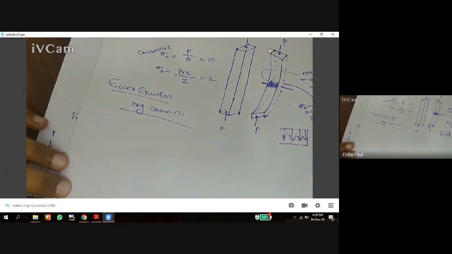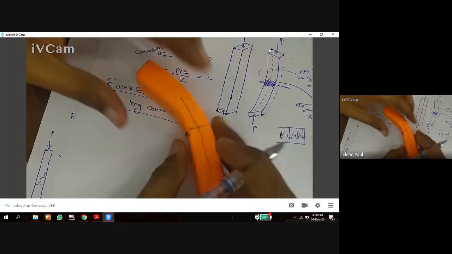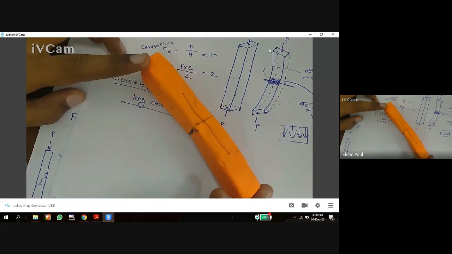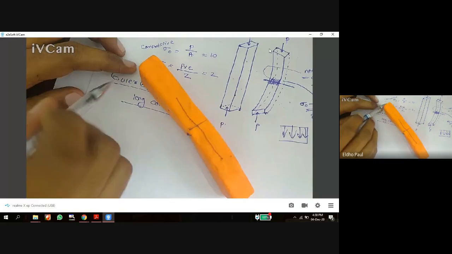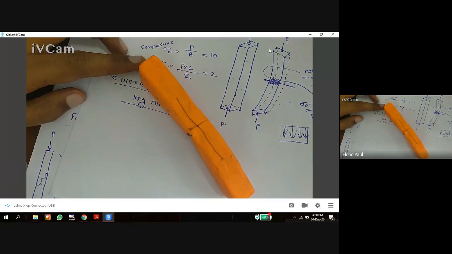The column is initially perfectly straight and the load is applied axially. That is the first assumption. And the cross section of the column is uniform throughout. If you take a rectangle, both ends are rectangle, throughout the length it is rectangle. Column material is perfectly elastic, homogeneous, linearly isotropic, and obeys Hooke's law.